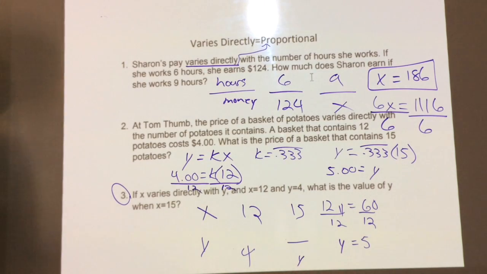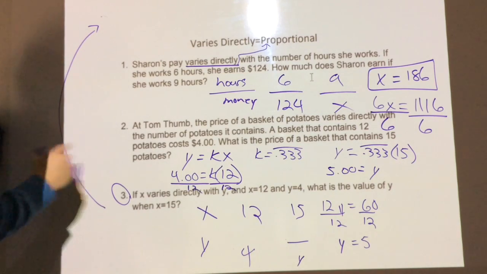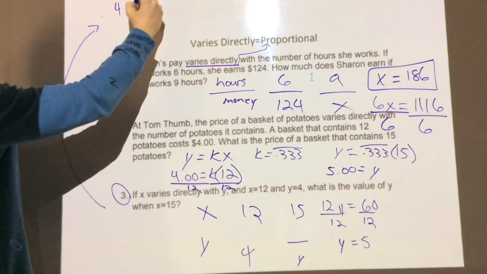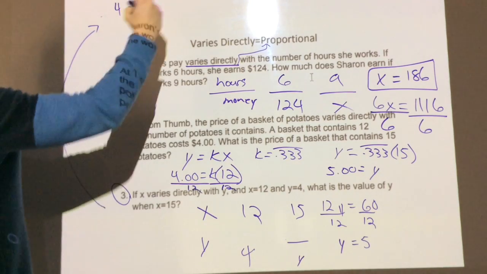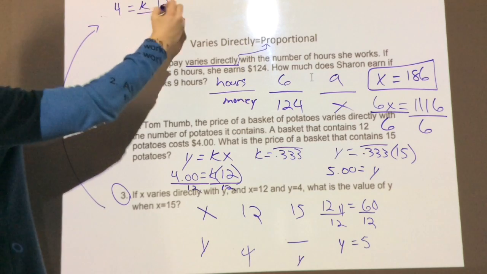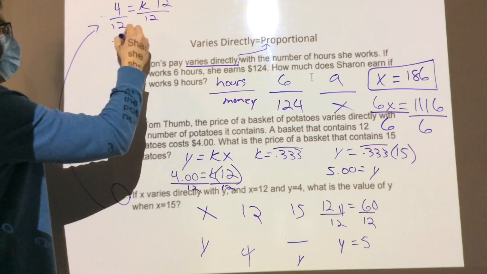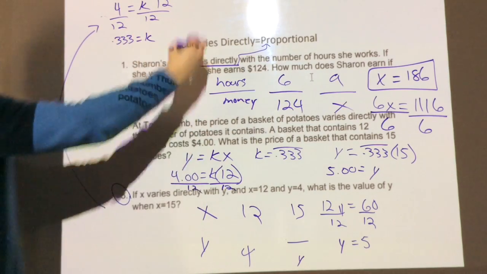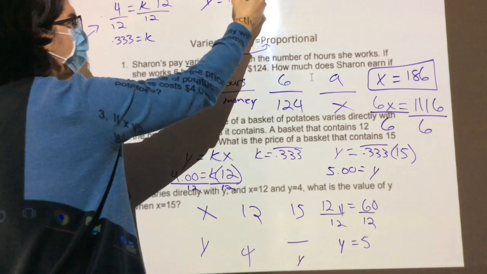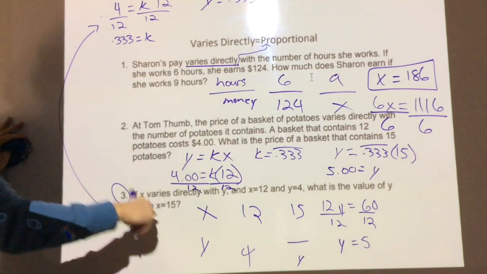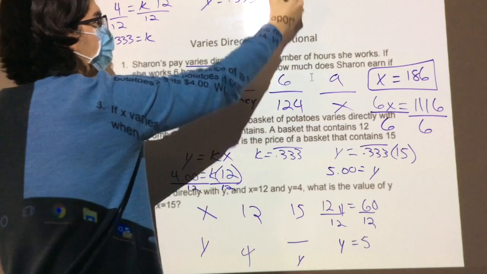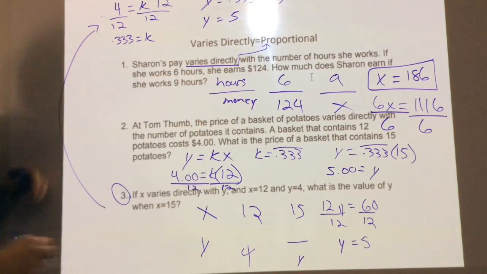Let me show you the other way just to make it a little bit easier. I'm going to come up here just to get the full picture. So I'm going to have y, 4, is equal to k times 12. I'm going to divide both sides by 12. And 4 divided by 12 is going to give me what? Again, it's going to give me 0.333 repeating. And then I'm going to set it up this way, Mariah. y is equal to 0.333 repeating times 15. And so y is going to equal 5.